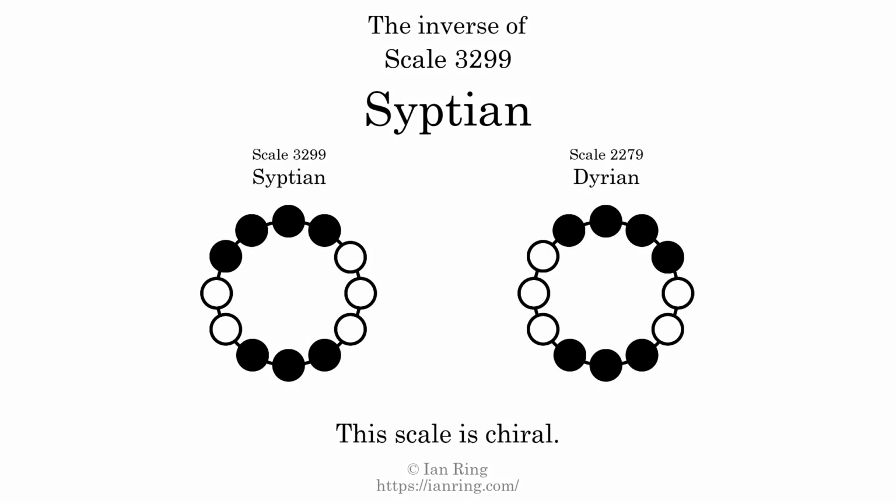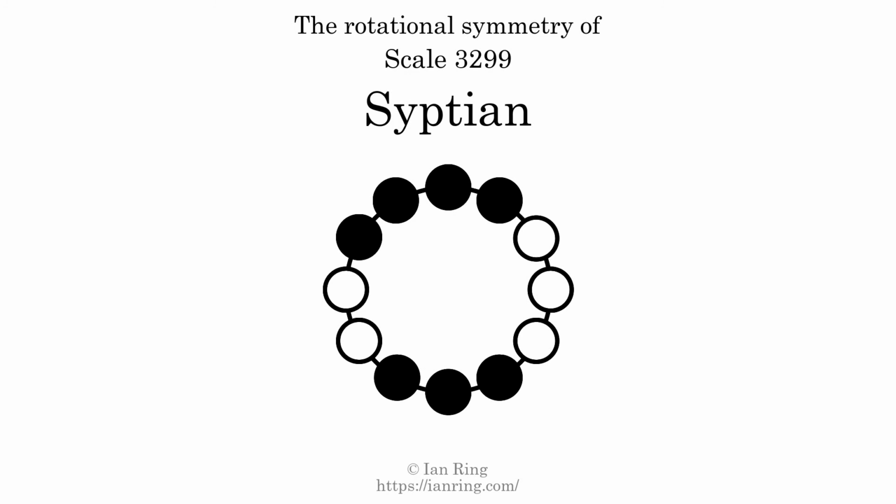The inverse of a scale is a mirror image. It is what you get when the sequence of intervals is reversed. The inverse of this scale is scale 2279, also known as Dirian. This scale is chiral. It cannot transform into its inverse by rotational transformation. This scale has no rotational symmetry.